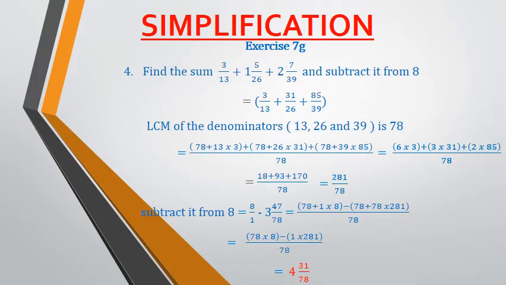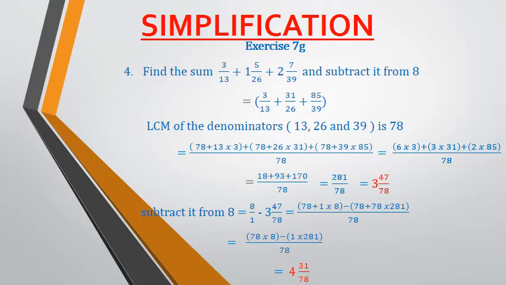So 3 by 13 plus 31 by 26 plus 85 by 39. That is, we have changed the two mixed fractions into improper fractions, and now we will add these three unlike fractions having different denominators. So first of all, we have to find out the LCM of the three denominators. So the LCM of the denominators is 78.